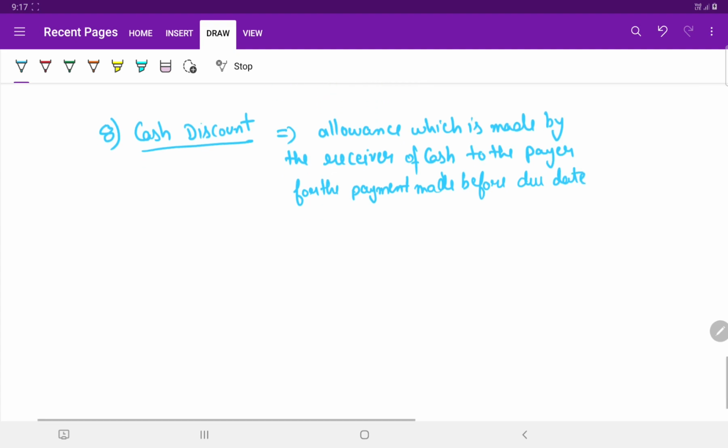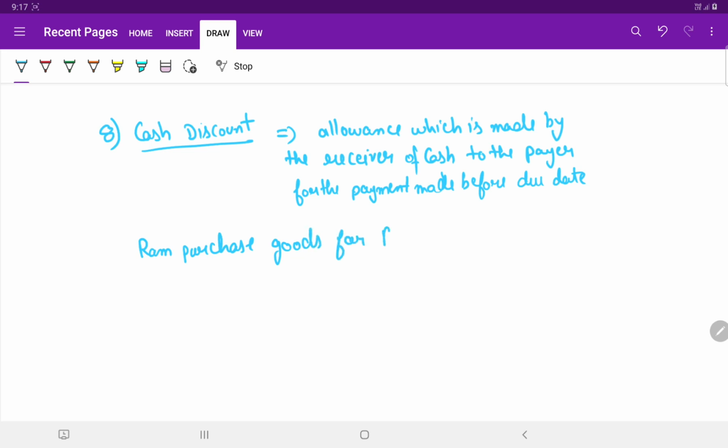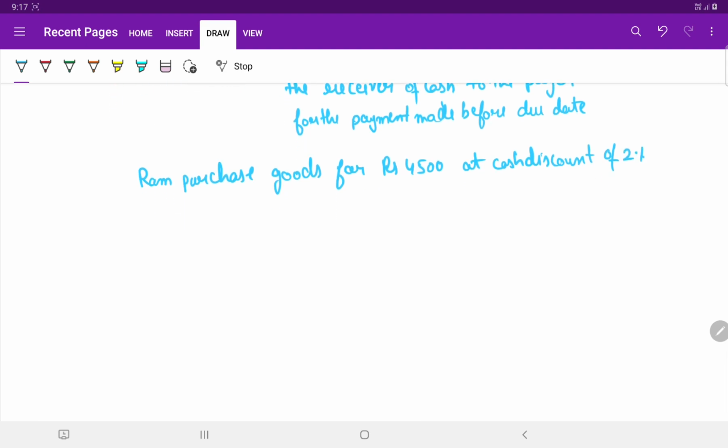So for example, we can say that Ram purchased goods for rupees 4,500 and settles his account at a cash discount of 2%, for example. So the 2% of 4,500 will be around rupees 90.